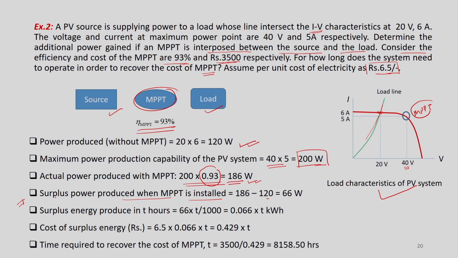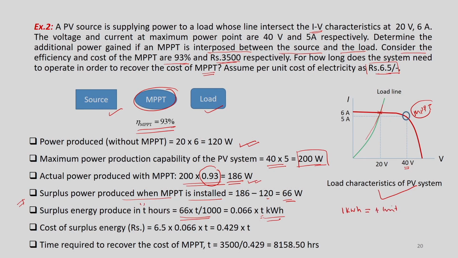Now, this surplus power is 66 watt, and then surplus energy produced in T hours. So, if we multiply it by T and then divide by 1000, it will become kilowatt hour. T will be in hour, and 1000 we have divided, so it becomes kilowatt hour. Already we know 1 kilowatt hour is nothing but 1 unit.